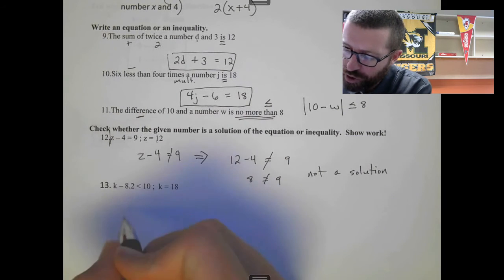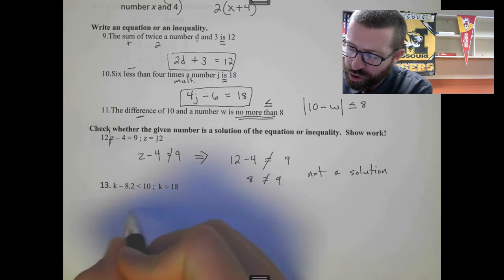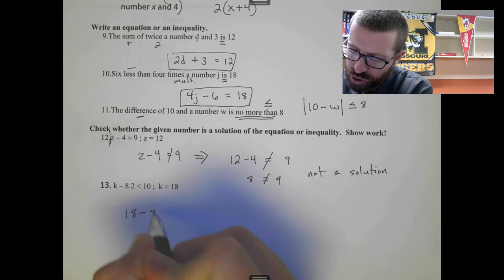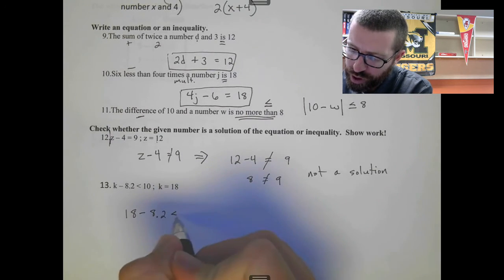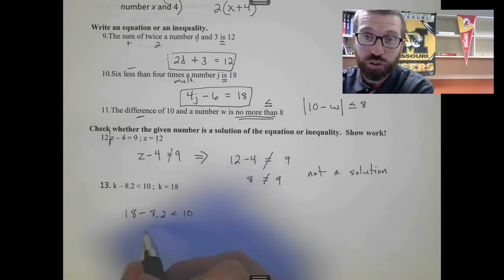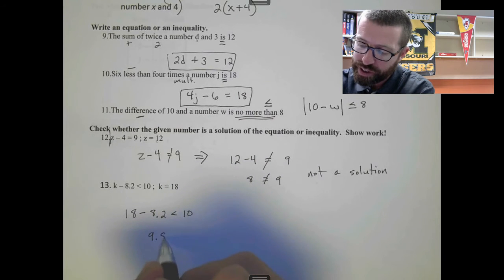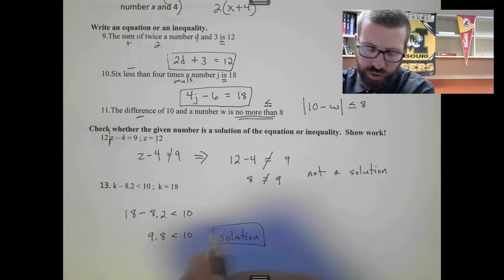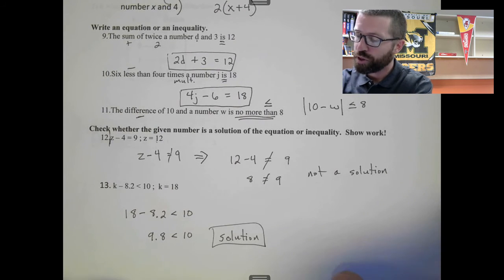Here is k minus 8.2 less than 10. We have 18 for k, and then minus 8.2. Is that less than 10? And that's true, because it's going to be 9.8 is less than 10. So this is a solution. That's good stuff there.